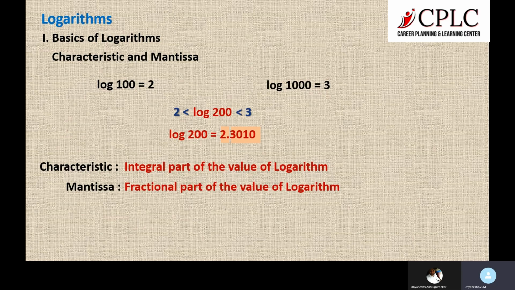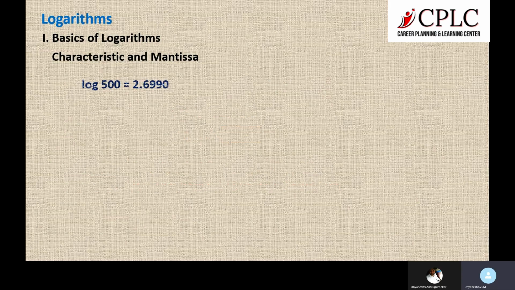That's the only idea that you need to know apart from characteristics and mantissa. What are they? How do we calculate them? Then let's do few examples. Suppose log 500 is 2.6990. Characteristic becomes 2 and mantissa becomes the decimal part, which is 0.6990.